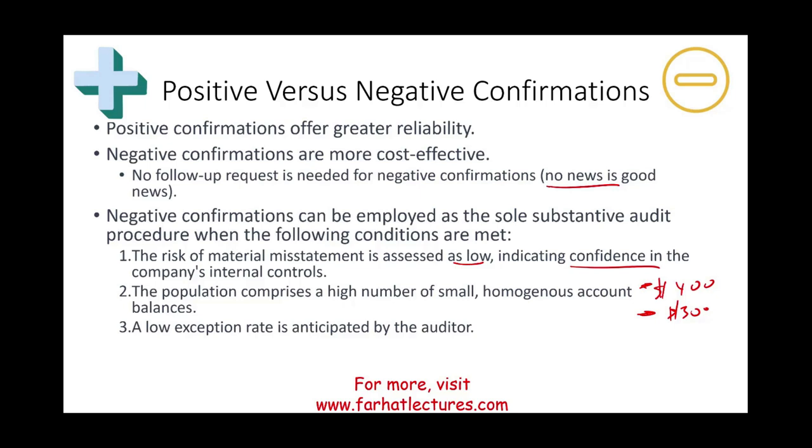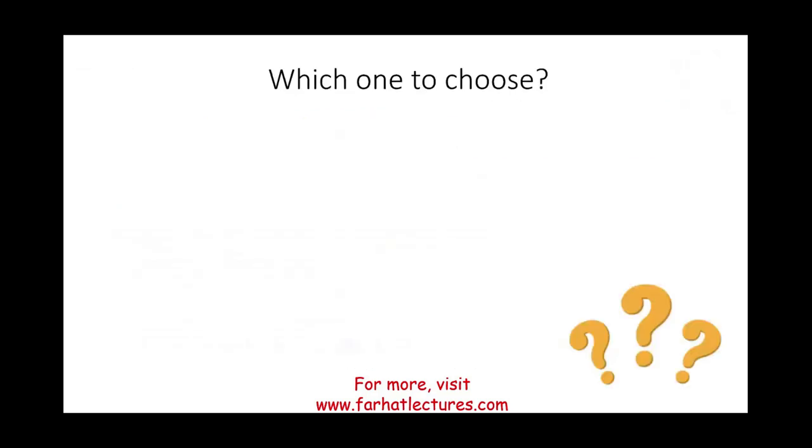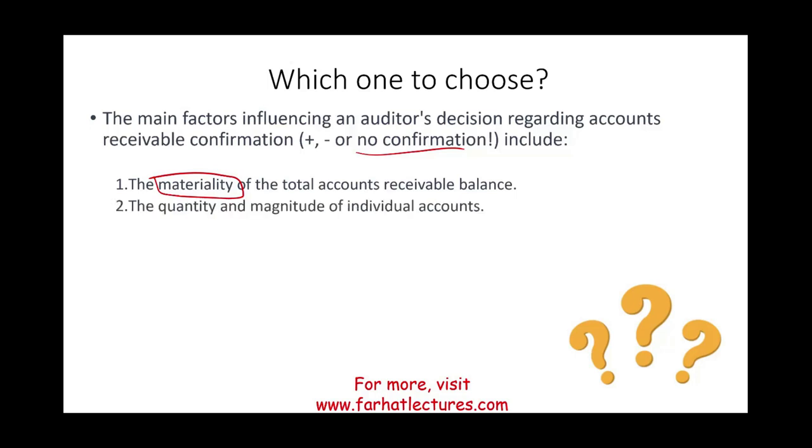When these conditions exist, then that's fine. You could use negative. And the auditor expects the recipient will look at that confirmation and review it carefully to check the account balances. Okay? So which one to choose? Well, the main factors that influence whether you use positive, negative, or sometimes a combination are the materiality and the total amount of the receivable. How large is the receivable? What's the materiality of it relative to the total receivable? The quantity and magnitude of the individual accounts. Do you have one individual account that's large, or a few large? Those are important.